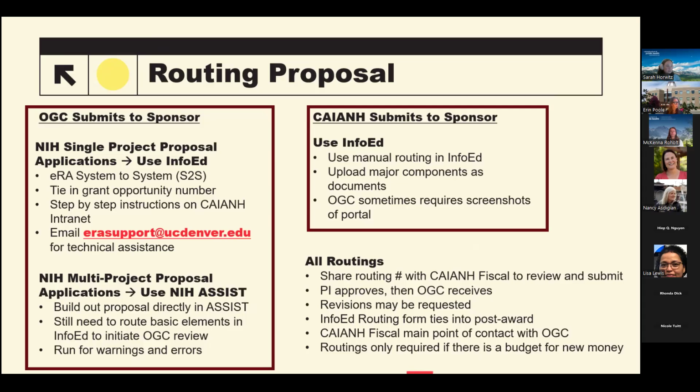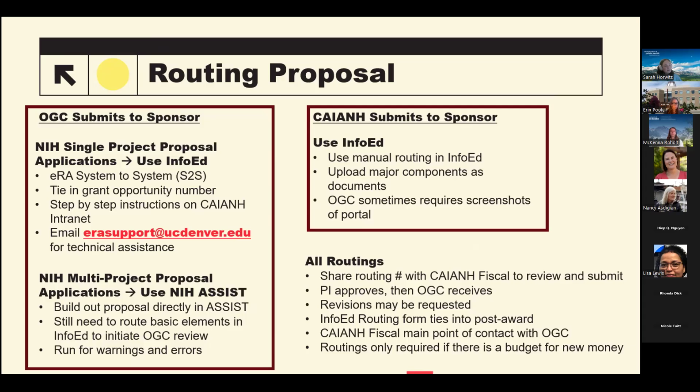And then OGC reviews it and might send us back revisions that Cayenne Fiscal and the PI and the rest of the team will work on fixing. And then either we will submit it to the sponsor or we'll send it back to OGC to submit. If OGC doesn't have any revisions, then they'll just go ahead and submit it right in that initial phase.